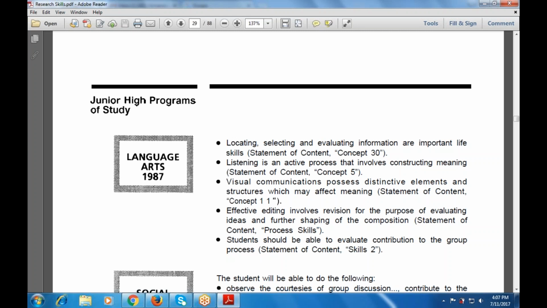Then students should be able to evaluate their contribution to the group process. Whatever the group process that is used for evaluating contribution, they should be able to communicate and able to evaluate the contribution.